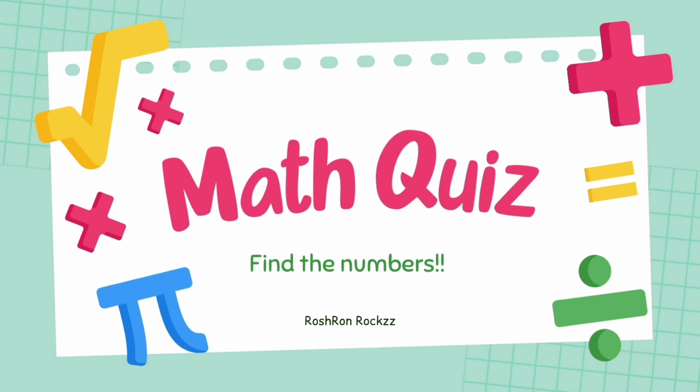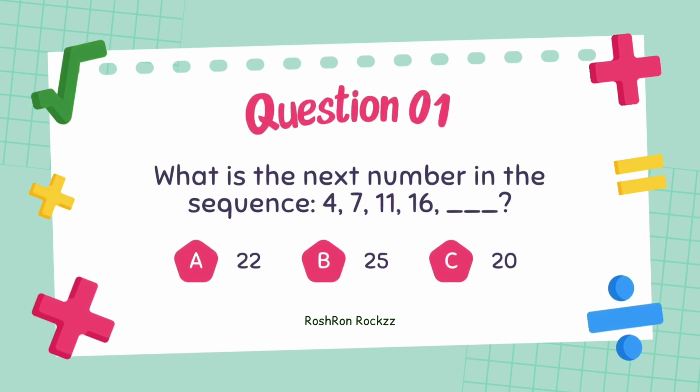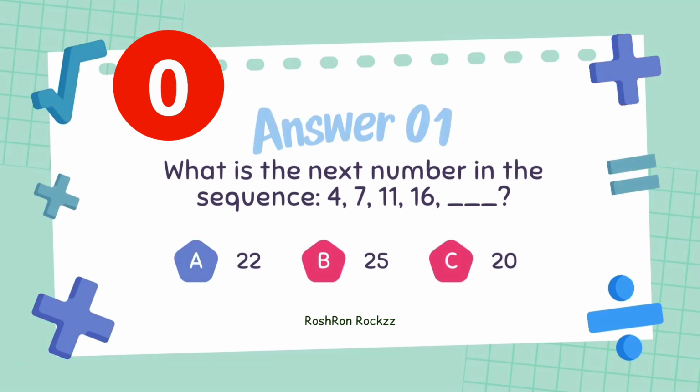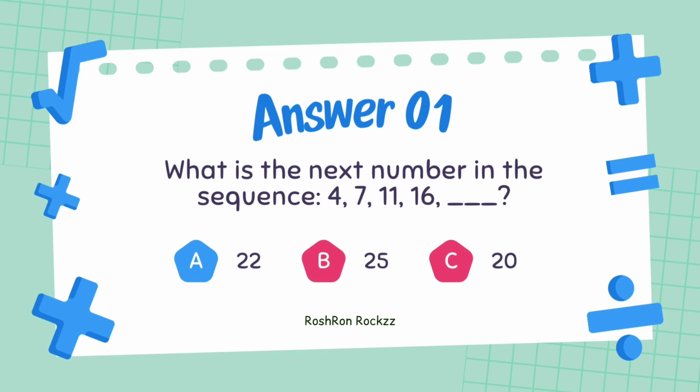It's math quiz time. Find the numbers. Question 1. Find the next number in the sequence. 4, 7, 11, 16. The answer is option A, 22. Each number in the sequence is obtained by adding consecutive increasing numbers.